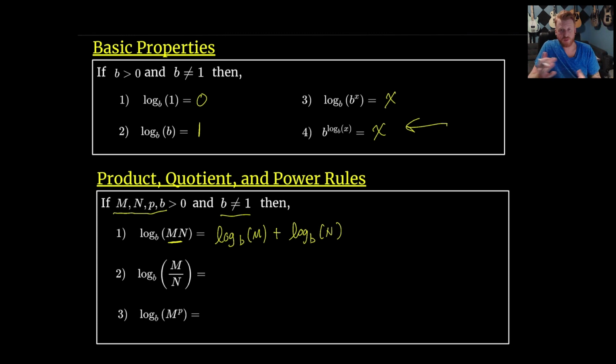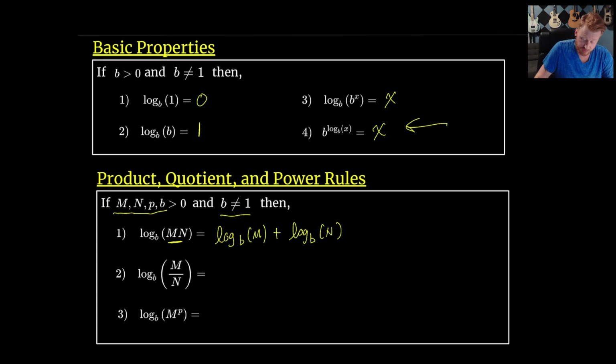So kind of visually what's happening here is we're turning multiplication in the argument into addition of two separate logs. That argument, that input m times n, is being split up as the individual inputs or arguments of these two separate log functions, and we're adding those together.